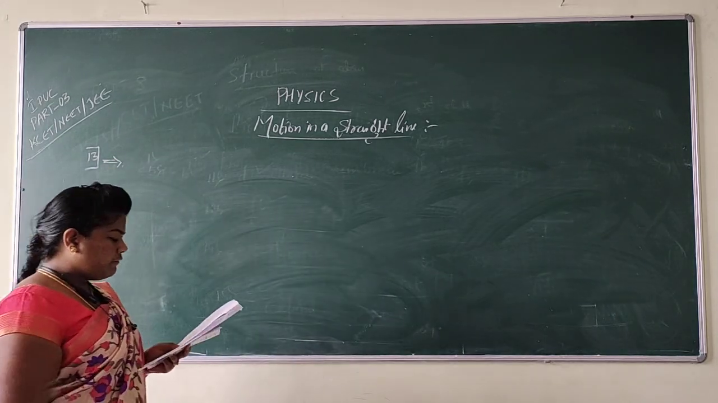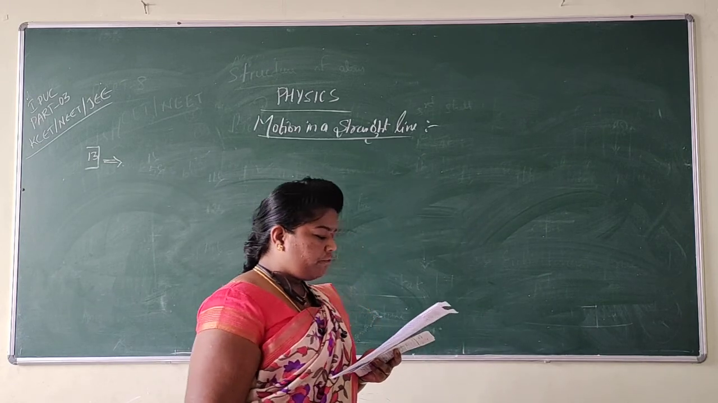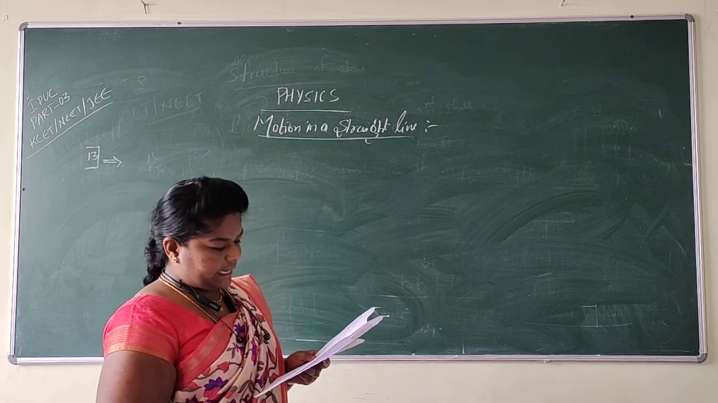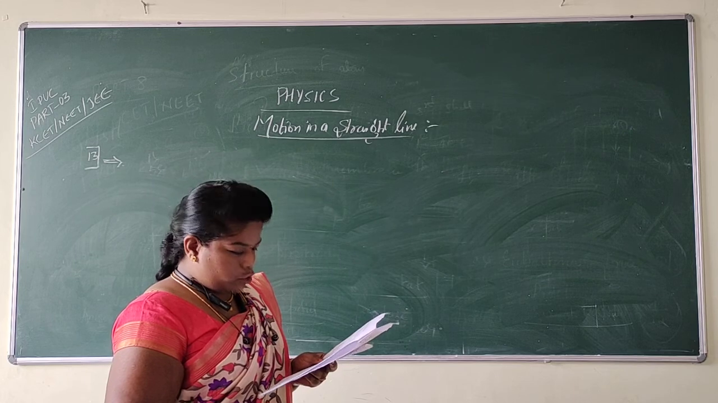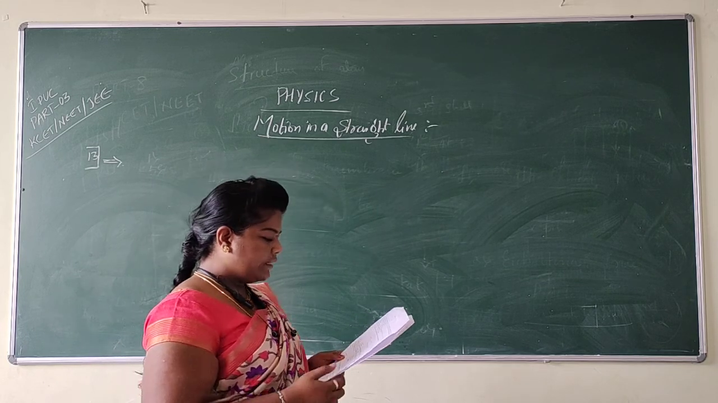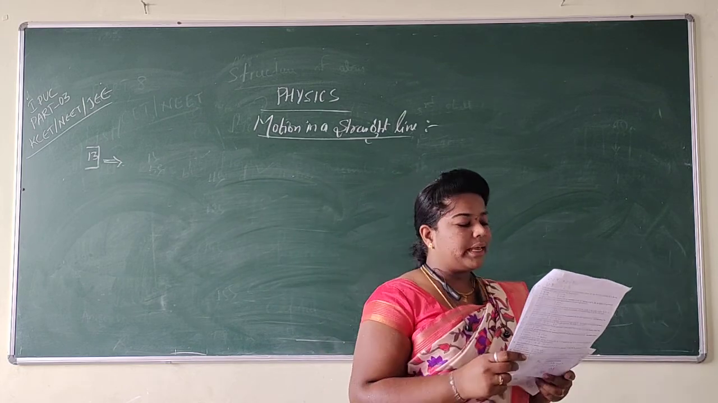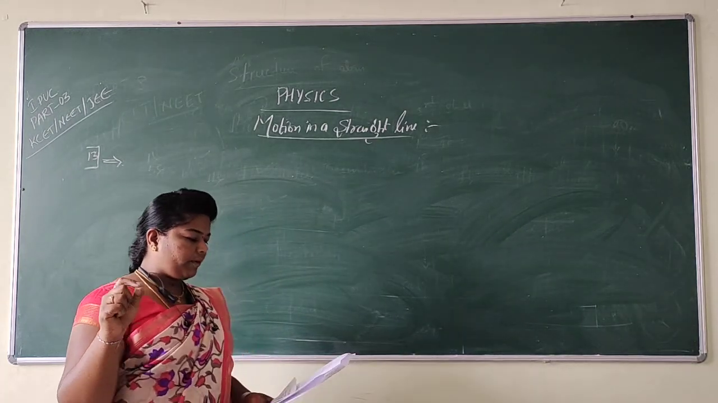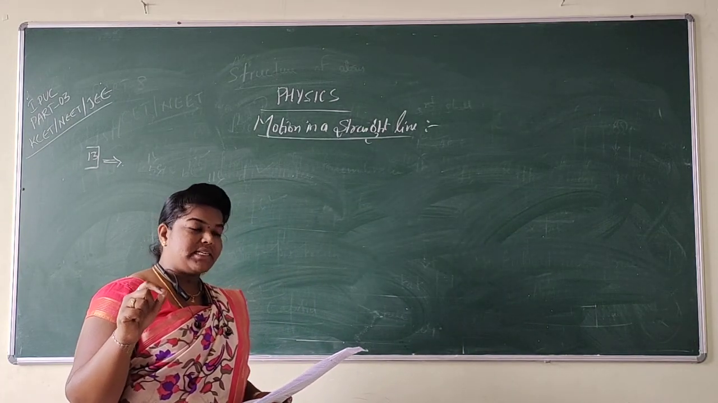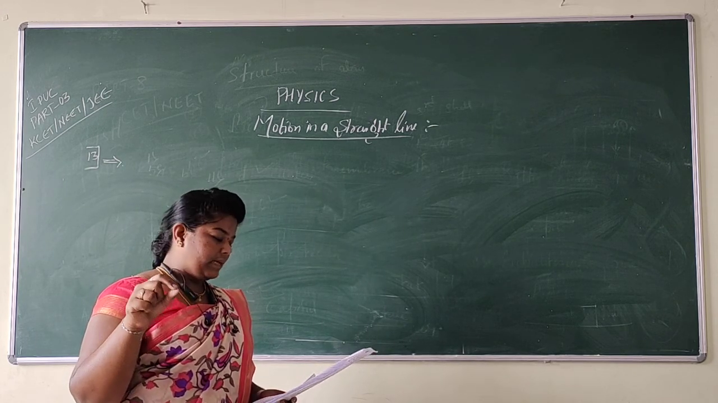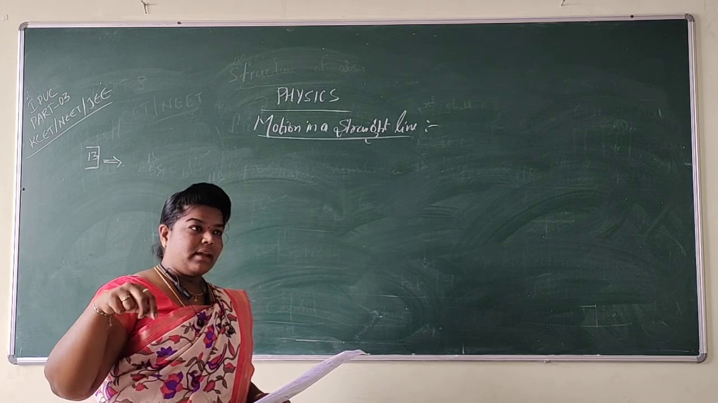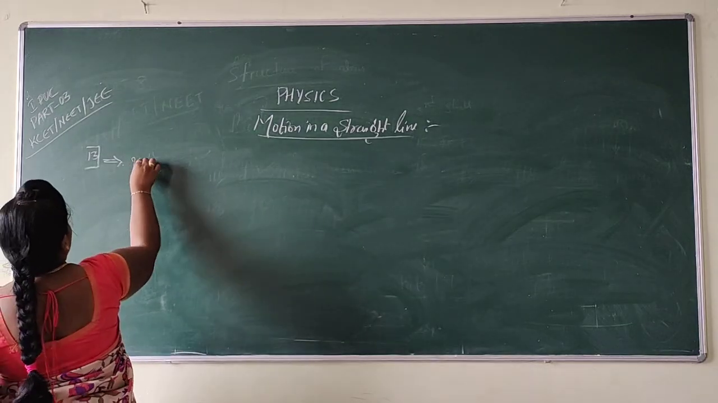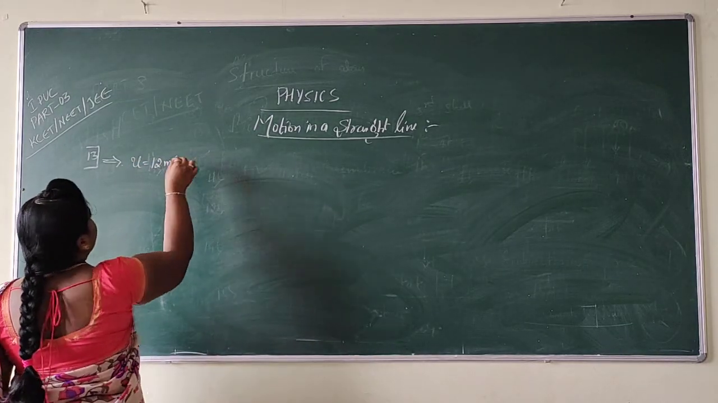A stone falls from a balloon that is descending at a uniform rate of 12 meters per second. The displacement of the stone from the point of release after 10 seconds is. The stone falls from a balloon that is descending, which means it is coming down, with a velocity of 12 meters per second. So what they have given is the initial velocity, 12 meters per second.